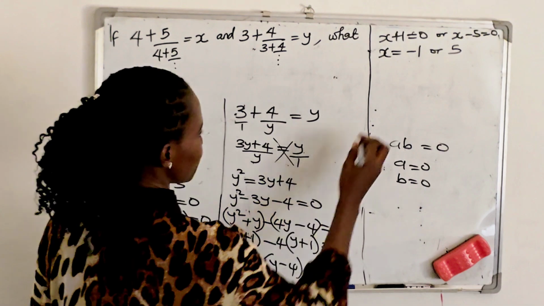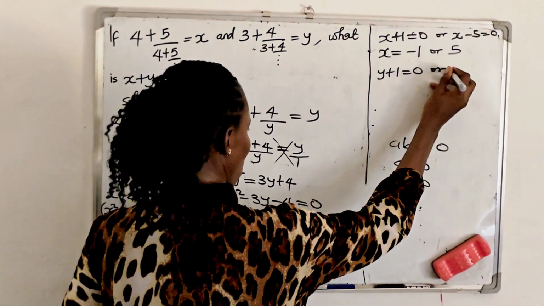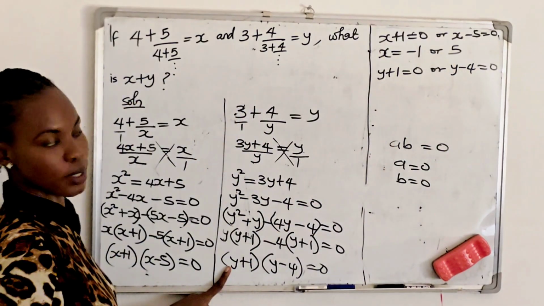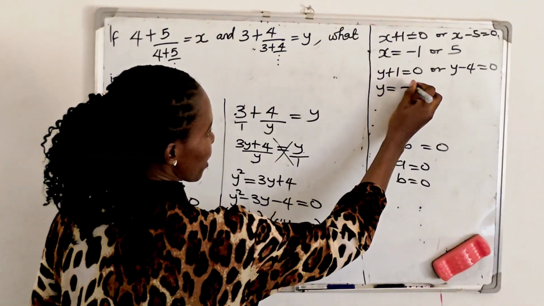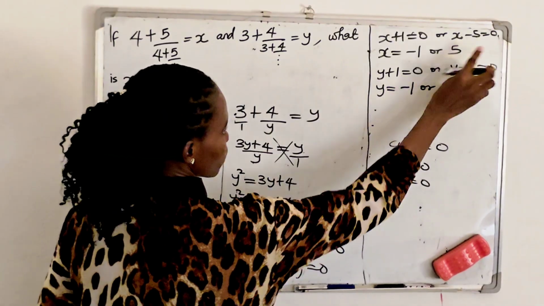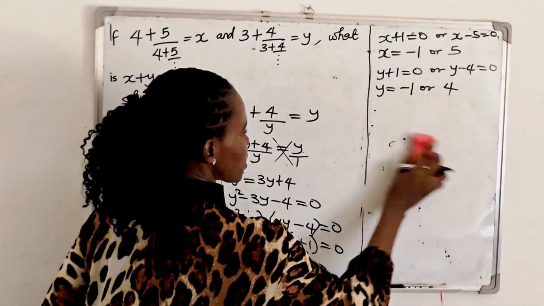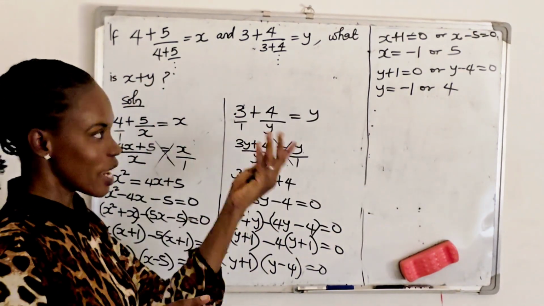Let's go to the y. Y plus 1 equals 0, or y minus 4 is equal to 0. This means that my y is equal to, this crossing that side, minus 1, or this crossing that side, plus 4. Good. Now you will see that both x and y have two numbers, the negative and the positive.